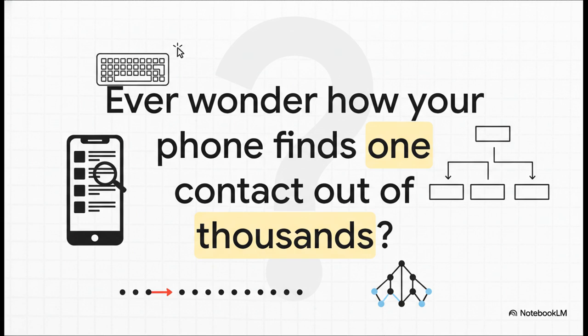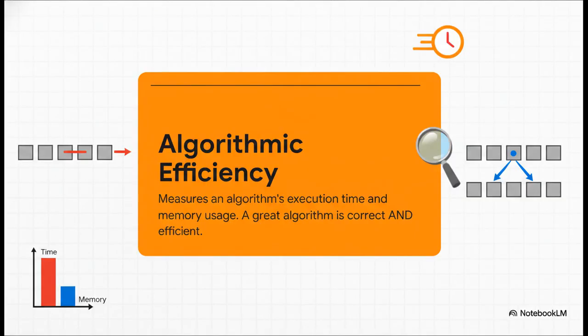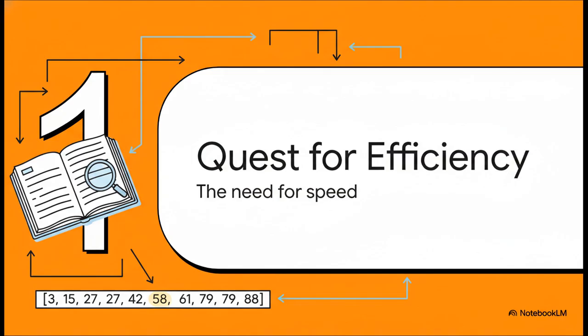how that magic works. You see, in the world of computers, just getting the right answer, that's only half the job. The real trick is getting it fast. And that's the whole idea behind algorithmic efficiency. It's what makes one app feel snappy and instant, and another one, well, it leaves you staring at that spinning wheel of doom. So let's start our quest.